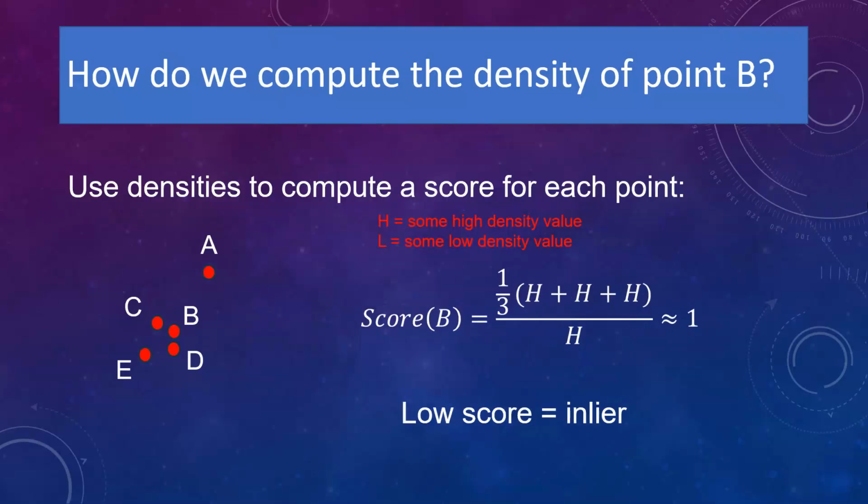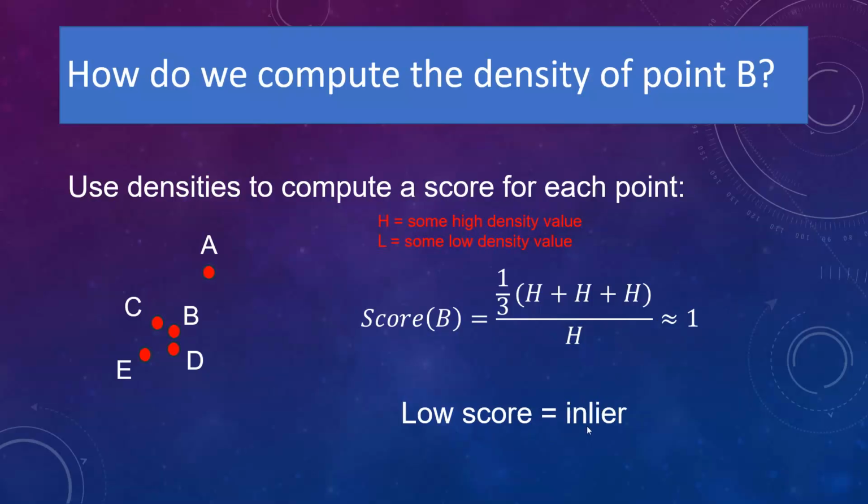But let's do the same thing with the other 3 points, starting with point B. In this case, the 3 neighbors of B are, of course, C, D, and E. And what we want to do is take the average of the densities of the 3 neighbors, okay? So the score of B is going to be 1/3 high plus high plus high. These are the densities of the 3 neighbors, and of course, they're actual real values. We're just representing them by their magnitude, divided by the density of B, which is also high. And therefore, when you work this all out, it'll average around 1. Okay? And this low score implies an inlier.